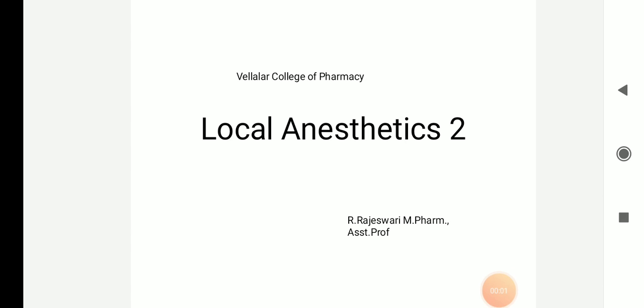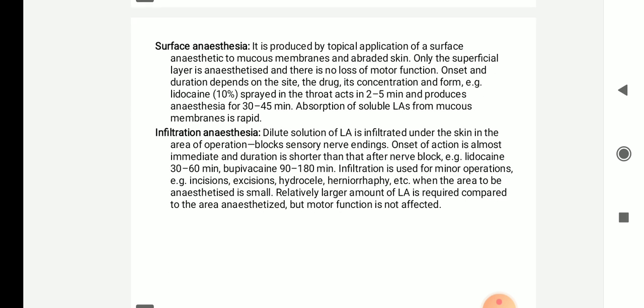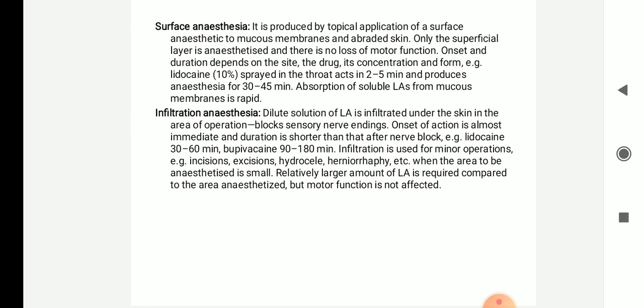So hello everyone. Today let us start with local anesthetics 2. In this topic we are going to discuss the applications and uses of the local anesthetics, and you can also have it as a classification of local anesthetics.